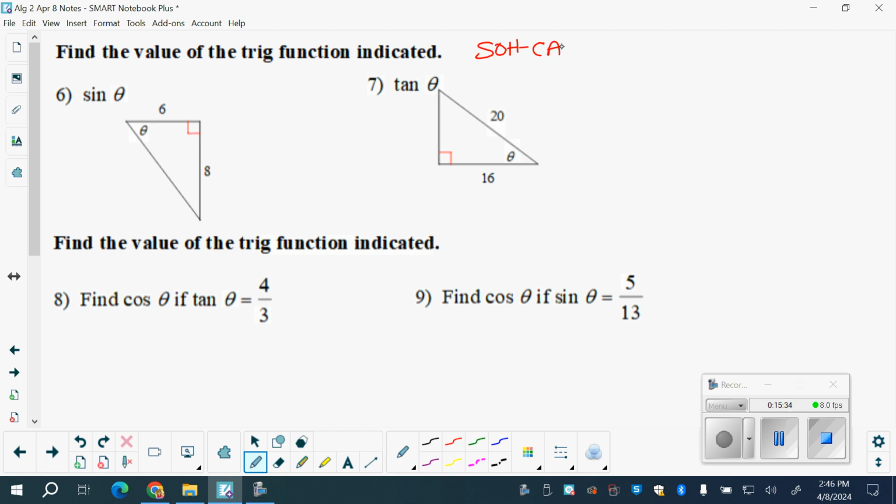So I'm going to call on somebody to tell me what sine stands for. So, Raphael, sine is what over what? Good. And what would the opposite side be from this here? Opposite. Good. And then the hypotenuse? Do we know what the hypotenuse is? We don't. So how are we going to find what that hypotenuse is?